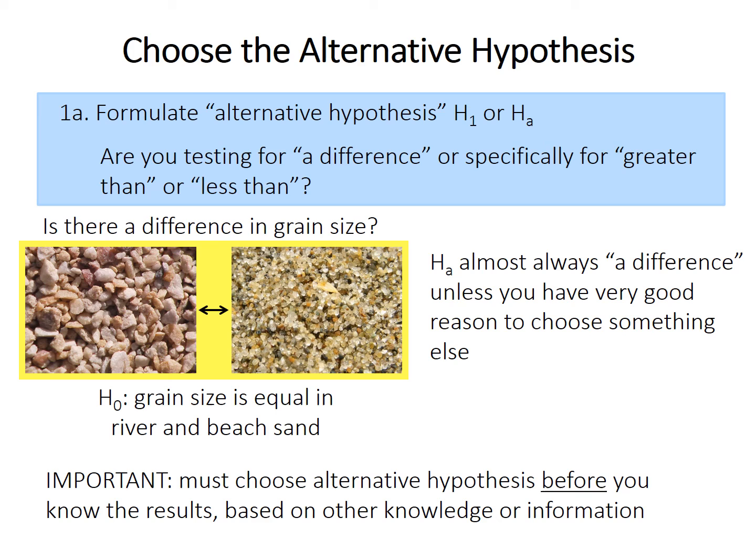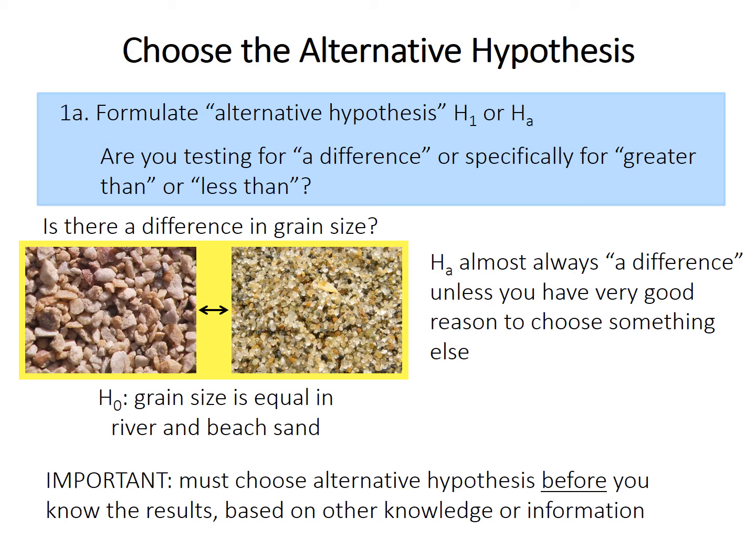Just because you look at your measurements and see that river sand is bigger, that doesn't mean that you can choose the alternative hypothesis that river sand is bigger. So from the photo, it's fairly clear that's the case, but your alternative hypothesis must be based on prior expectation, independent of the data. You have to choose it without even knowing what your data is, basically.